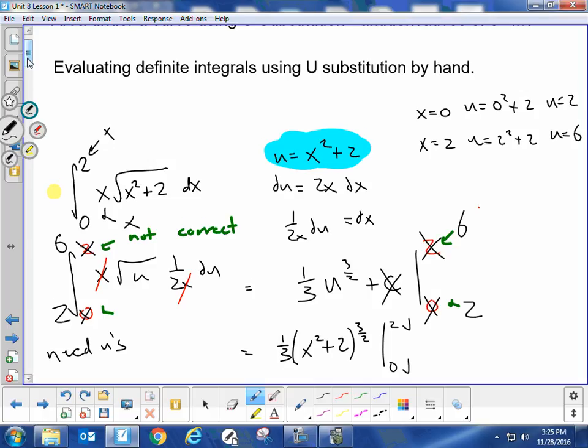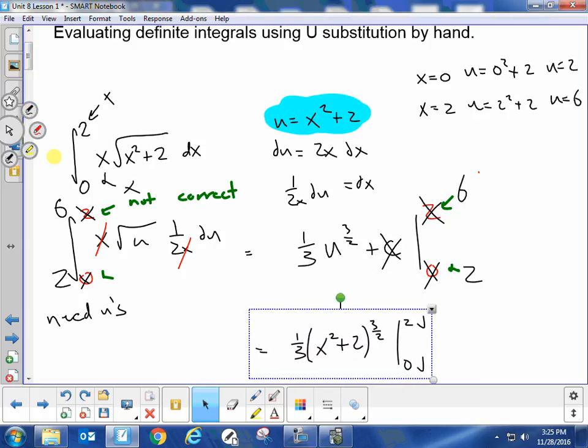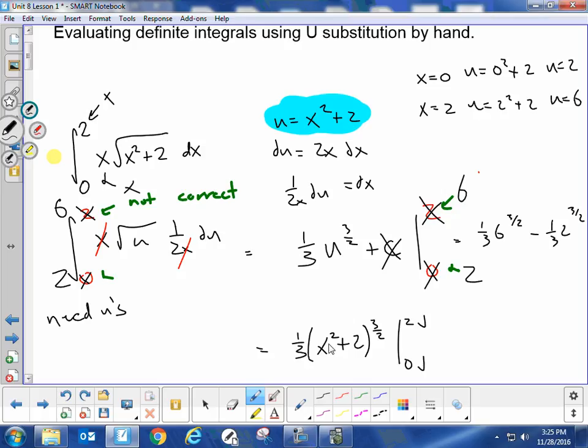And it turns out, if you evaluated this here, it will be the exact same as this evaluated. It's just, where do you want to do the extra step? Do you want to plug g of x back in, or do you want to just evaluate this with 6? So this is equal to 1/3 6 to the 3/2 minus 1/3 2 to the 3/2. Or if I plug in 2, I have to square it and add 2. This ends up being 1/3 6 to the 3/2 minus 1/3 2 to the 3/2. You get the same answer. You can either do it with u's or you do it with x's.